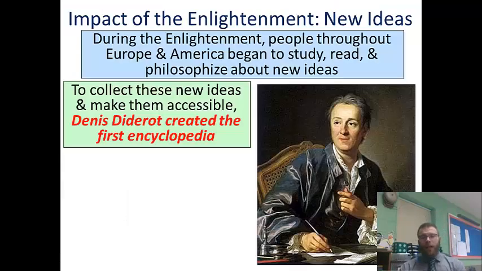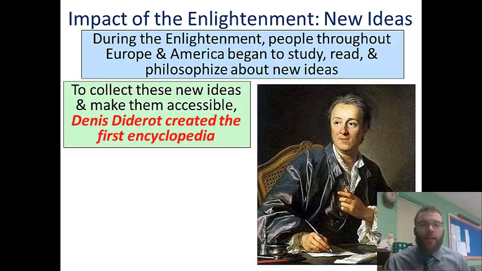If we look at something else, not just economics, but all of the new ideas that spread throughout the Enlightenment, they get spread rapidly through these salons and through writings, but nobody had consolidated them into one place where we can find information. There was no Google. There was no internet. Okay? And there hadn't even been encyclopedias where you could have a question and go and find the answer.